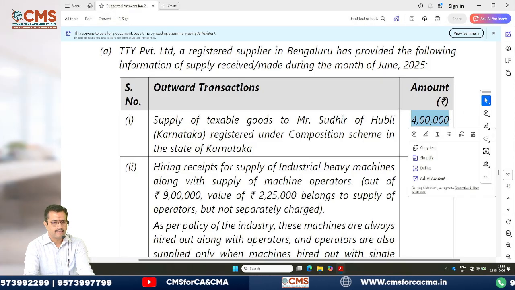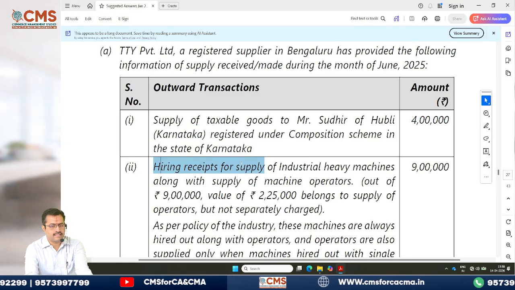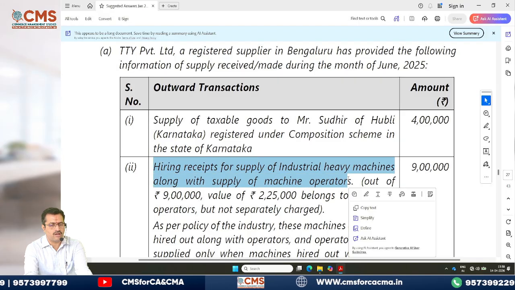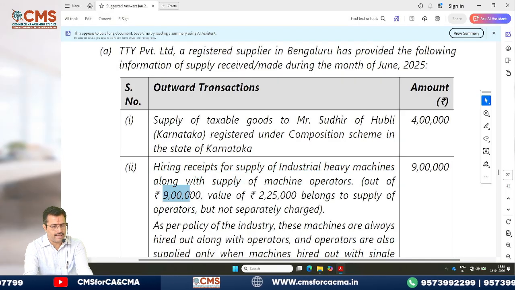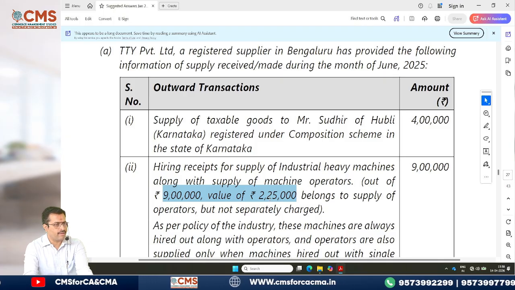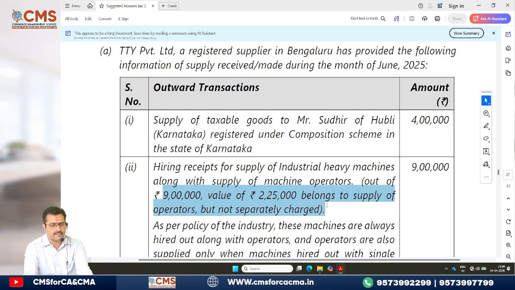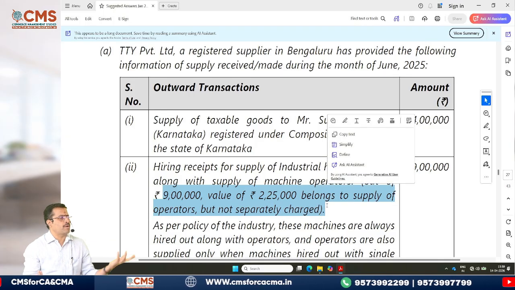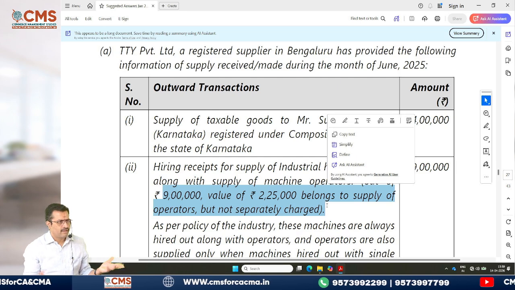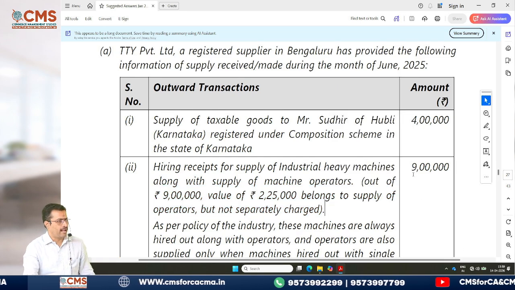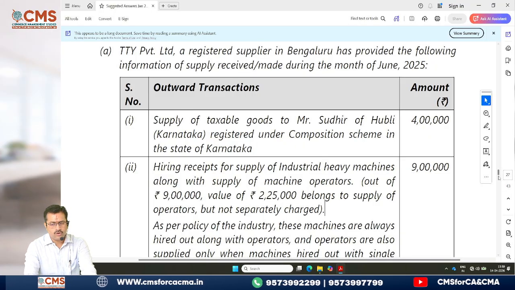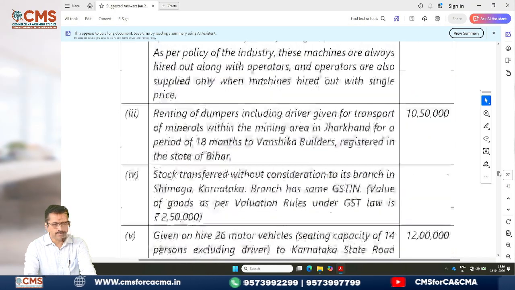Next. Hiring receipts for supply of industrial heavy machines along with supply of machine operators. Now he says out of 9 lakhs, the value of 2,25,000 belongs to supply of operators, not separately charged. No problem. It is just a works contract. Let it not be charged separately. Directly we have to take it on 9 lakhs. Correct or not? This is your output tax, not input credit, my dear.